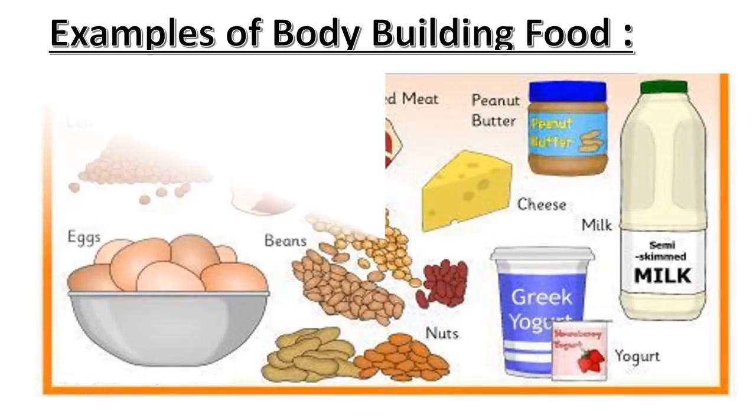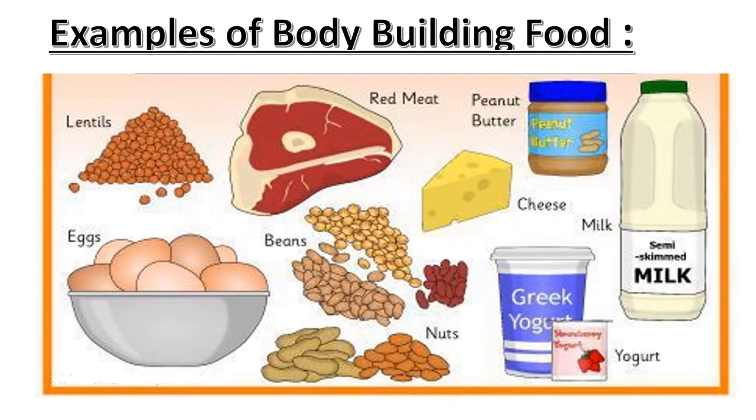Let's have a few examples of bodybuilding food. You can see some of the food items are extracted from animals, whereas some from plants.